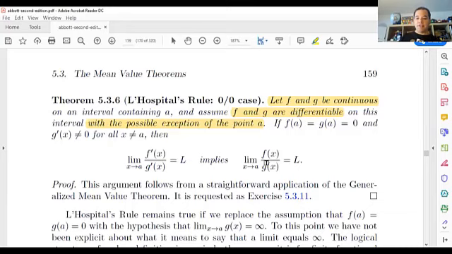And as you can see here, it says the proof is straightforward, and it's actually one of your homework problems. Since today I feel like doing lots and lots of things, let's do it, right? Let's actually do exercise 5.3.11, meaning let's prove this. Let's prove L'Hopital's rule, all right? So here we go. This will be the proof of Theorem 5.3.6, L'Hopital's rule, the 0/0 case. Let's do it.